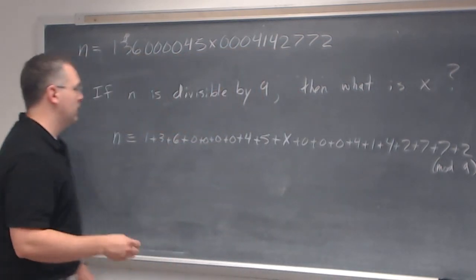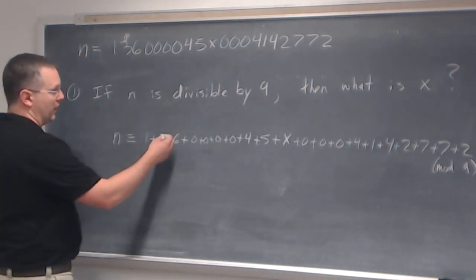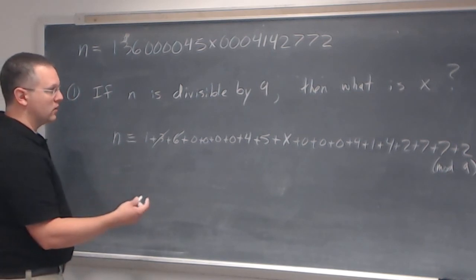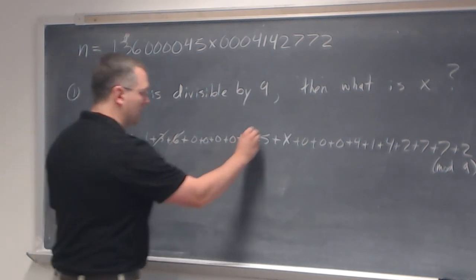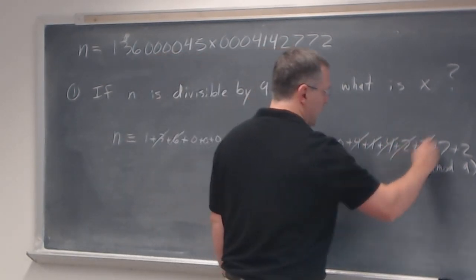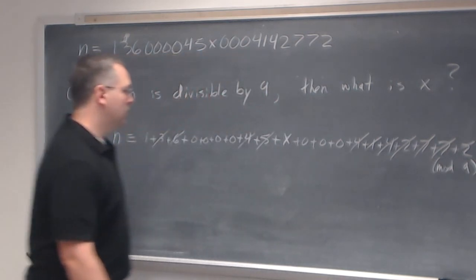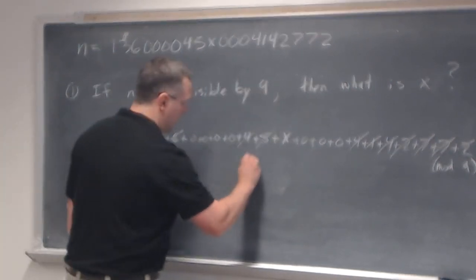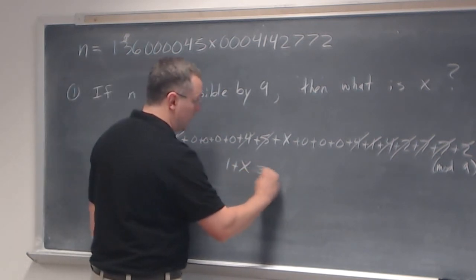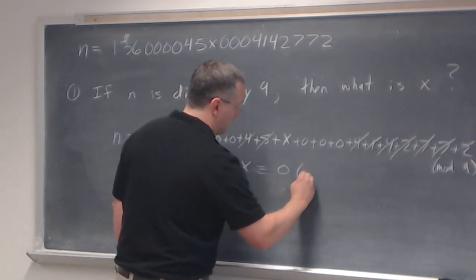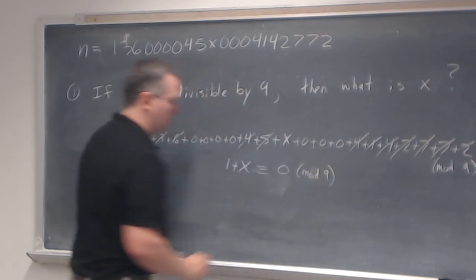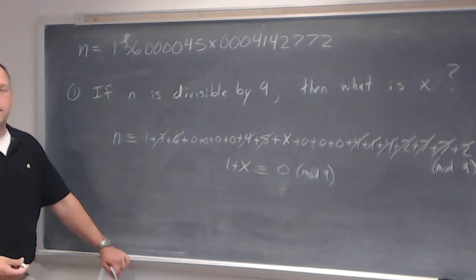Right? So now that's where the casting out 9s comes in. Anything that's 9 is 0 mod 9. So the 3 and the 6, the 4 and the 5, the 4 and the 1, the 2 and the 7, the 7 and the 2. What's left? 1 plus x. But we know that all should be congruent to 0 mod 9. This is 8. So x is 8.